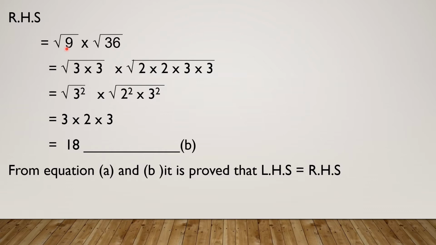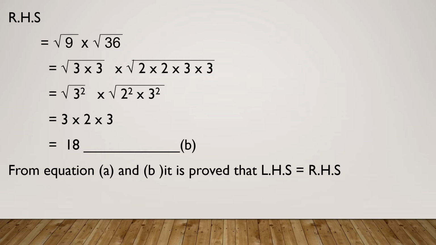Now what you have to do: instead of 9 we will write its factors. There is no need to find the prime factors again as we already found them in the left hand side. So simply use those prime factors. Instead of 9 we will write the prime factors of 9, 3 multiplied by 3. In the next step, instead of 36 we will write the factors of 36 that we have already found in the left hand side: 2 multiplied by 2 multiplied by 3 multiplied by 3.